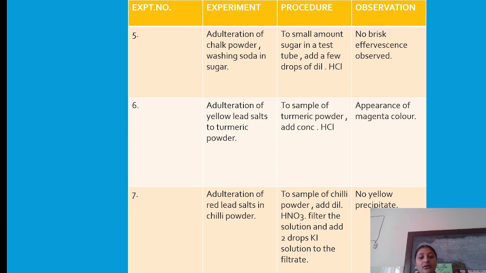Adulteration of yellow lead salts in turmeric powder. To a sample of turmeric powder, add concentrated HCl; appearance of magenta color. Adulteration of red lead salts in chili powder. To a sample of chili powder, add dilute HNO3 and add 2 drops KI solution to the filtrate. No yellow precipitate was formed.